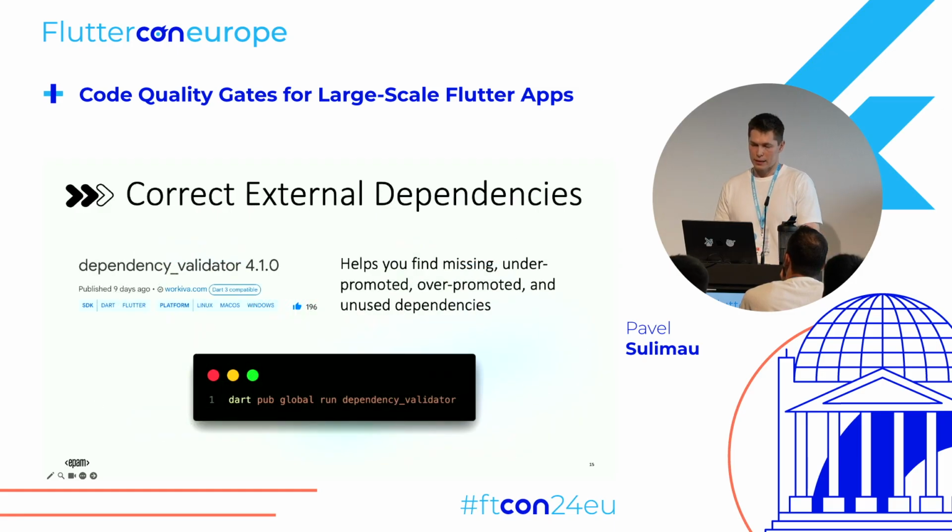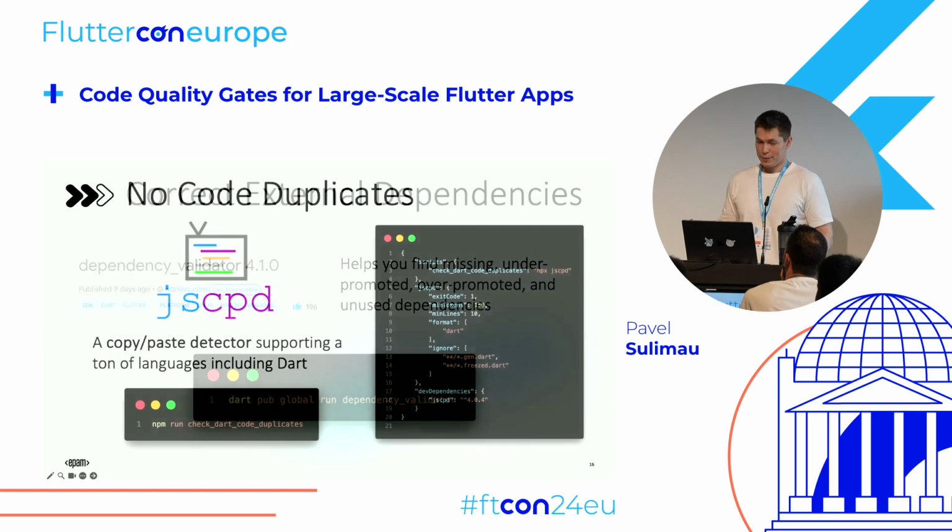The next thing is to be careful about your external dependencies. All Flutter applications rely on some packages and plugins from pub.dev, and dependency validator can make sure that you have no missing, under-promoted, over-promoted, or unused dependencies. So integrate it in your CI pipeline as well, and you're good. You're good to go. Let's move on.